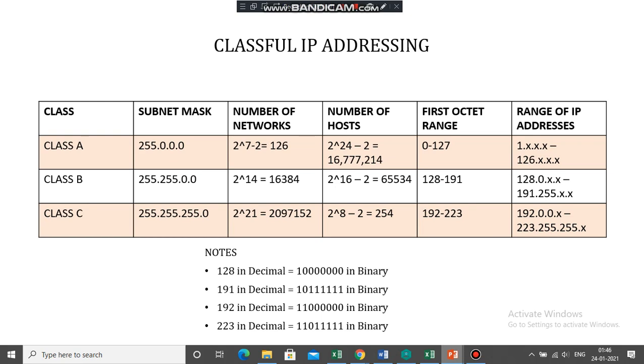Next, we have 3 classes of IP addressing based on the number of bits used to denote the subnet mask, or rather the network address. For class A IP addressing, we use 8 bits to denote the network address. In class B, we use 16 bits, and in class C, we use 24 bits. In order to differentiate between the 3 classes, we have different ranges of the first octet for each of these 3. For class A, the first octet ranges from 0 to 127. For class B, it ranges from 128 to 191, and for class C, it ranges from 192 to 223.